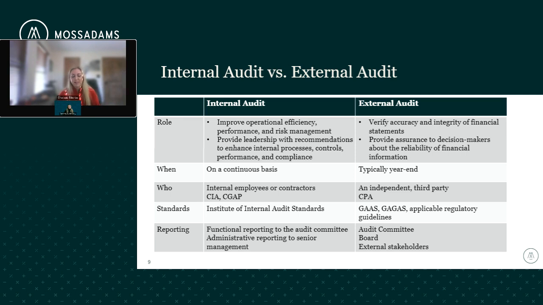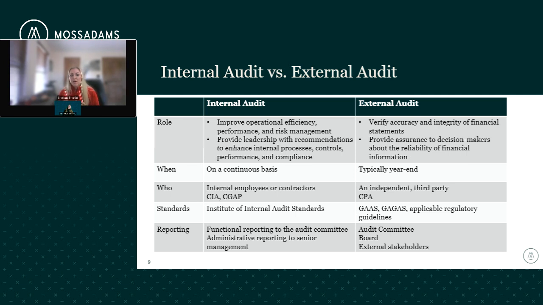Last but not least, I think it's really important to talk about standards. So standards typically within internal audit, those are done by the Institute of Internal Auditors Standards. Consulting standards are another big one. But really your external audit, they are focusing on those generally accepted accounting principles. If you have major grants, major government subsidies, that sort of thing, looking at the government standards as well, and also applicable regulatory guidelines that might hold true to your system.